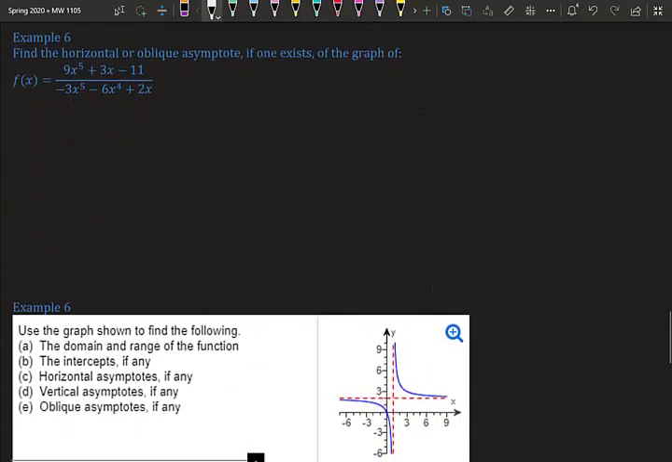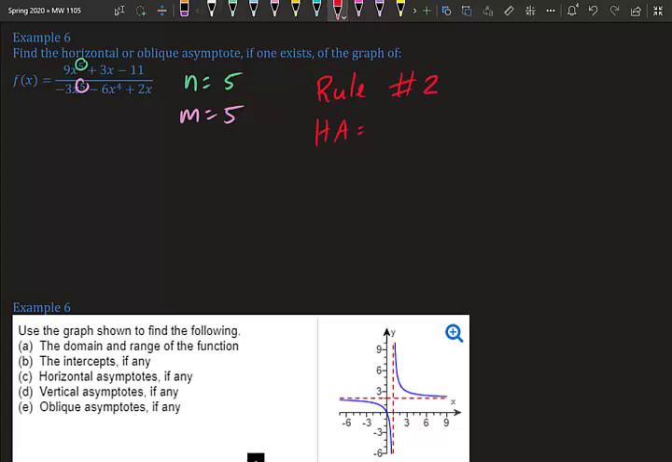All right. Our degree of the numerator is 5. Our degree of the denominator is 5. That means they're the same. So if they're the same, that's rule number 2. Rule number 2 states that our horizontal asymptote is leading term over leading term.